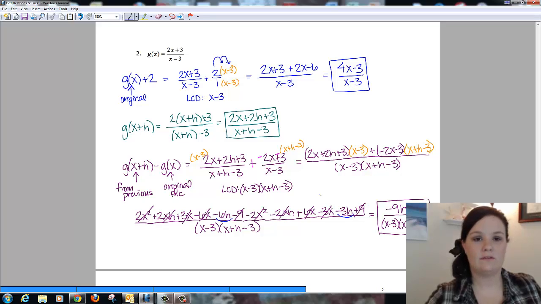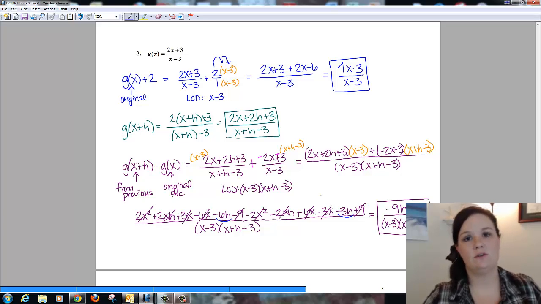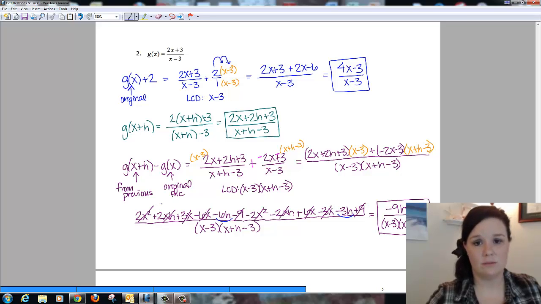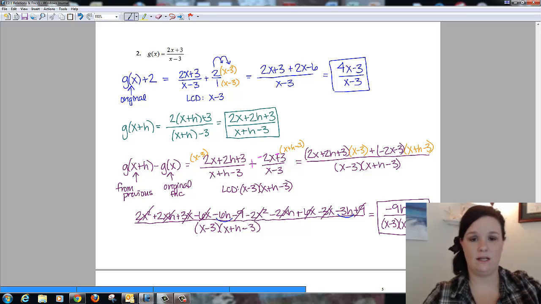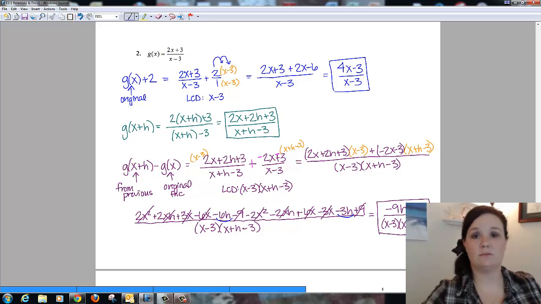we have the same thing. So in blue, I take my original, add 2 to it. Now here, because my original was a fraction, I have to get a common denominator. So I wrote 2 as 2 over 1, and then I had to multiply on top and bottom by x minus 3. That gave me 2x plus 3 plus, when I distribute the 2, 2x minus 6, and then I just combine my terms on the top and put it over my least common denominator, which was x minus 3.